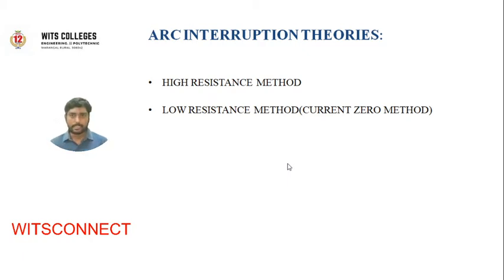Here the high resistance method is nothing but we know a few equations related to heat, voltage and current. So the heat equation, H is equal to, in terms of current, H is equal to I square R into T, and in terms of voltage, H is equal to V square by R into T. These are the two equations we already know.